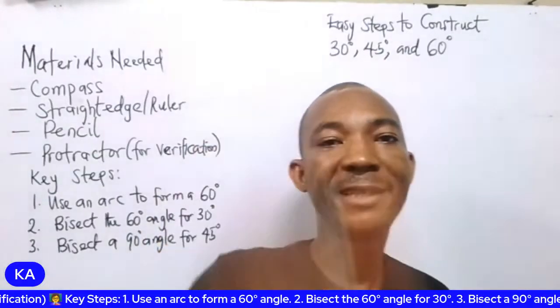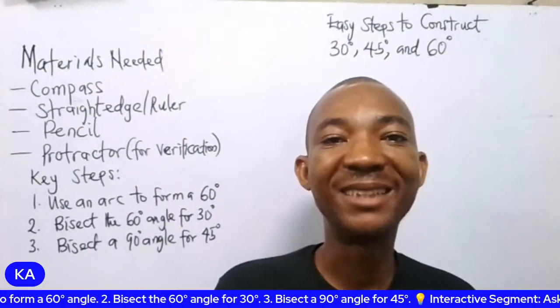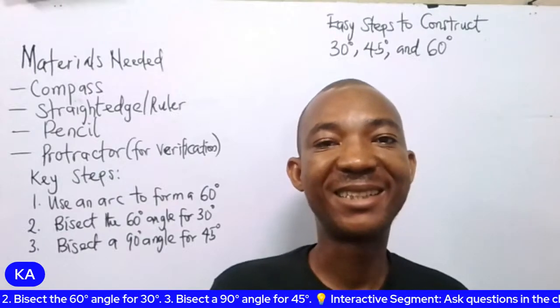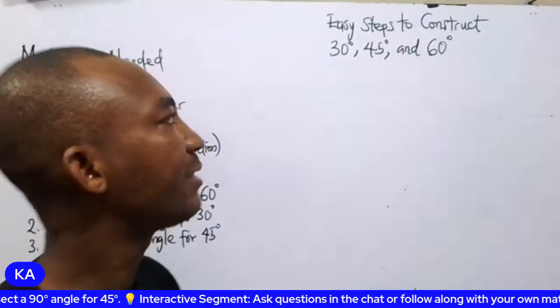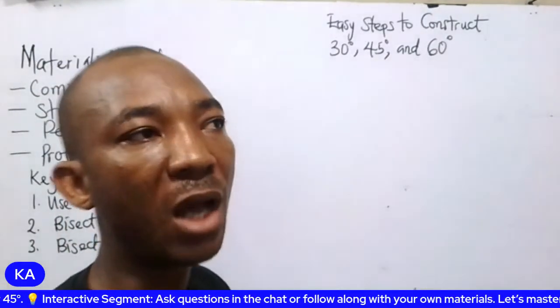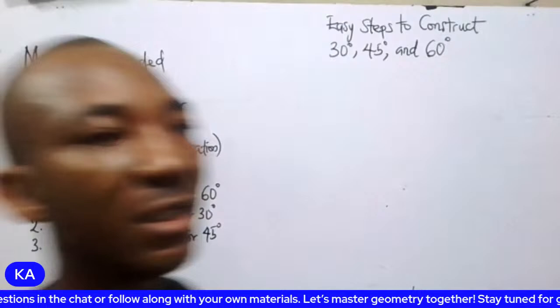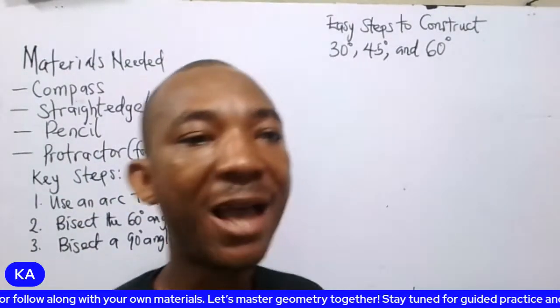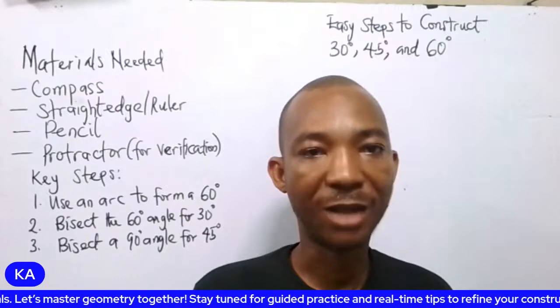Let's get started. All right, welcome back to our mathematics clinic, and I still remain your mathematics clinic teacher. Today, we want to look at easy steps to construct angles of 30 degrees, 45 degrees, and 60 degrees. These are what we refer to as special angles.